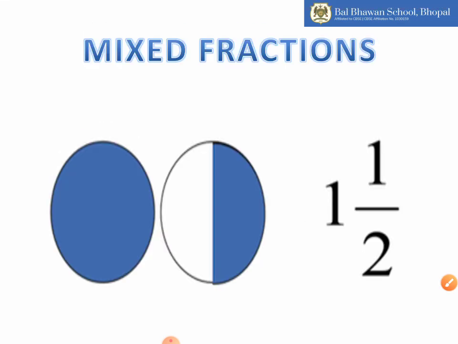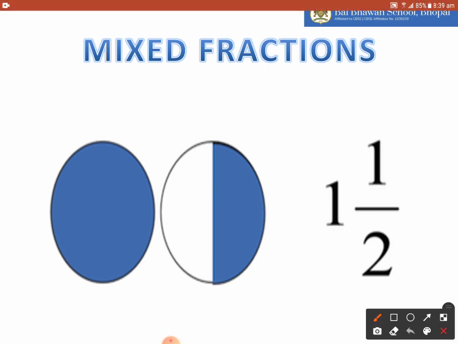And finally we have a mixed fraction. For example, after eating one chapati, your mother insists you have half a chapati more. So this is an example of a mixed fraction, which is a combination of a whole number and a proper fraction.